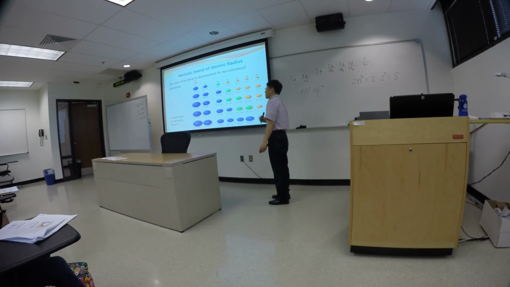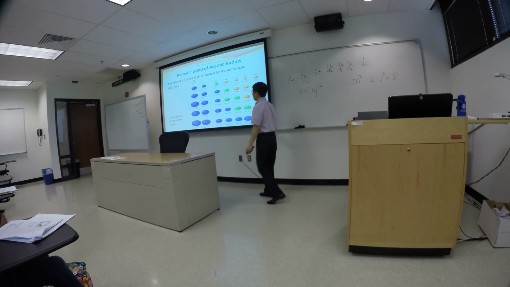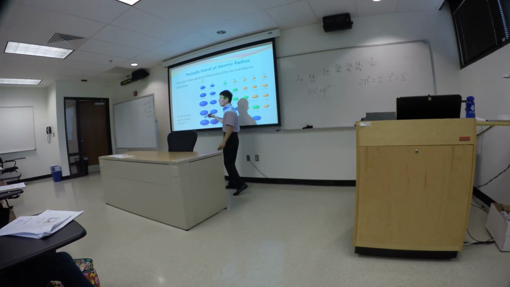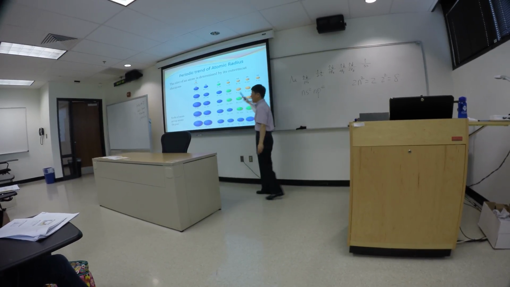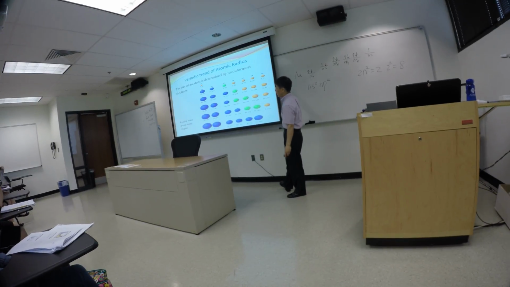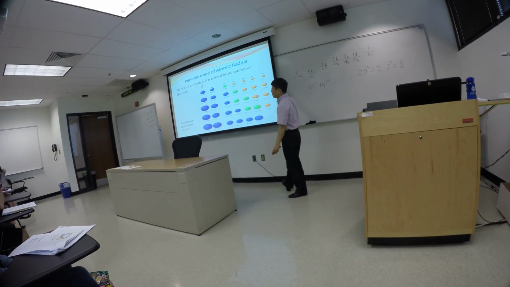What about the size of the atoms? Well, this picture indicates the radii of different main group elements, group 1A all the way through group 7A. Let's say we leave group 8A out.